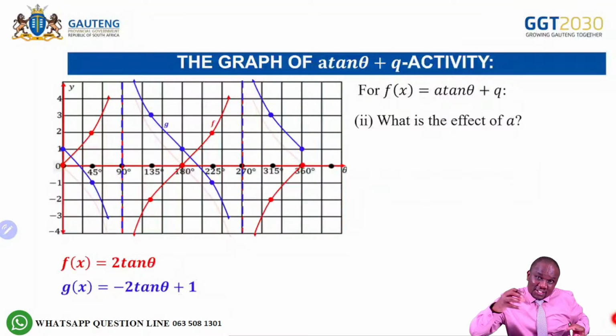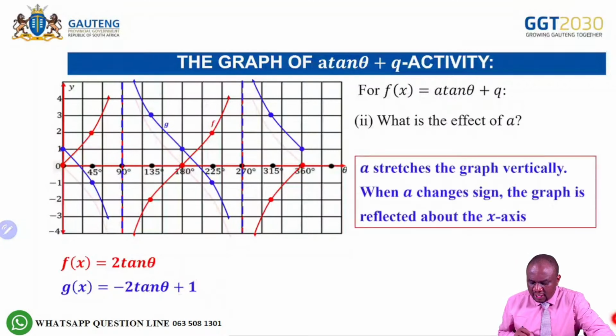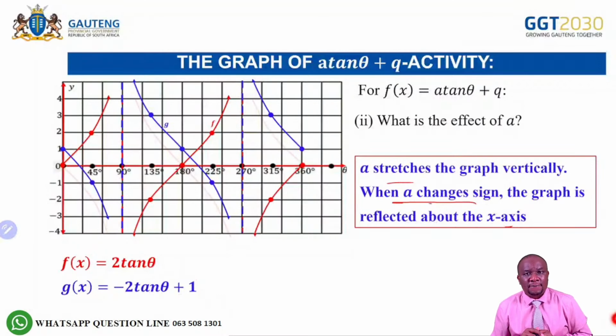The effect of a, we have seen the effect of a. a stretches the graph vertically. If a becomes bigger, the graph is stretched vertically. What else? If a changes sign from being positive to negative, the graph is reflected about the x-axis. So a stretches the graph vertically, and when a changes sign, the graph is reflected about the x-axis. So we've revised how to sketch the graph, what is the effect of q, and what is the effect of a.